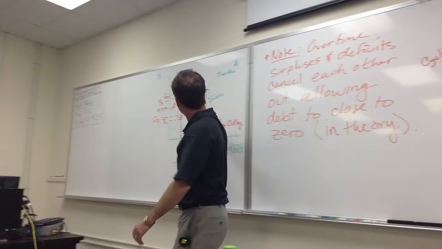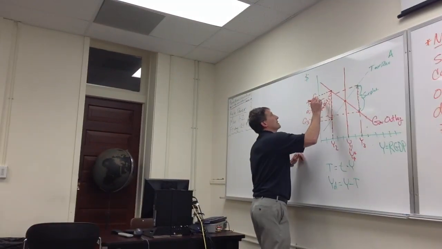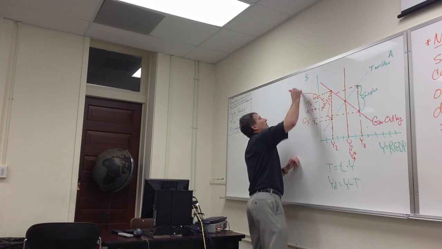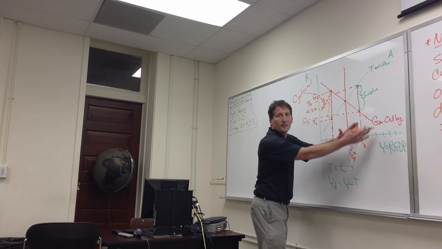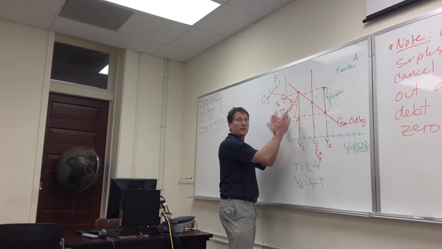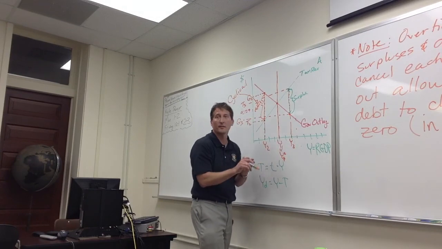Over here, it's all cyclical. So this is a cyclical deficit. The only reason we have this one is because of the ups and downs of the economy. Cyclical surplus, cyclical deficit.